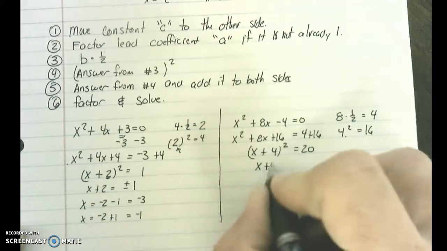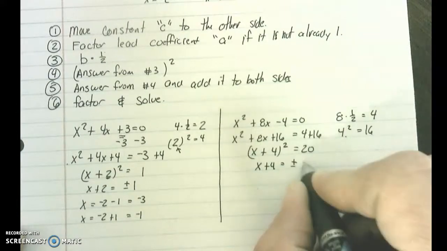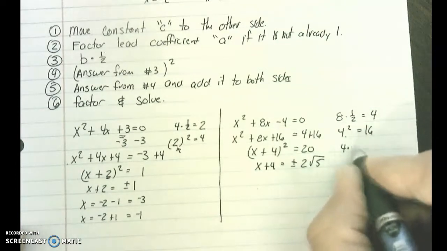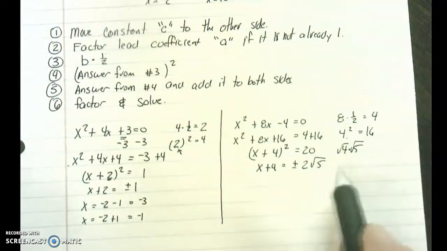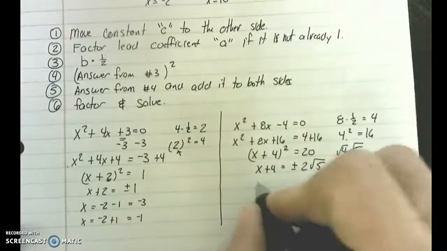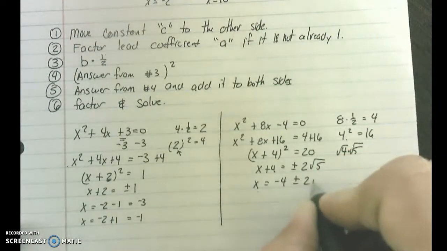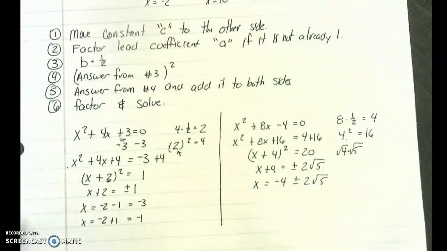So I have x plus 4 is equal to plus or minus 2 square roots of 5, because 20 is 4 times 5. I can take the square root of 4 and the square root of 5. So the square root of 4 is 2. Square root of 5 is going to be square root of 5. So then I'm going to subtract my 4. And my answer is x is equal to negative 4 plus or minus 2 times the square root of 5.